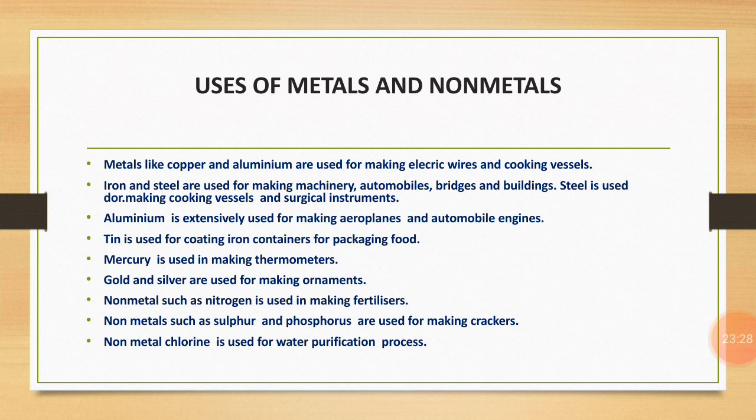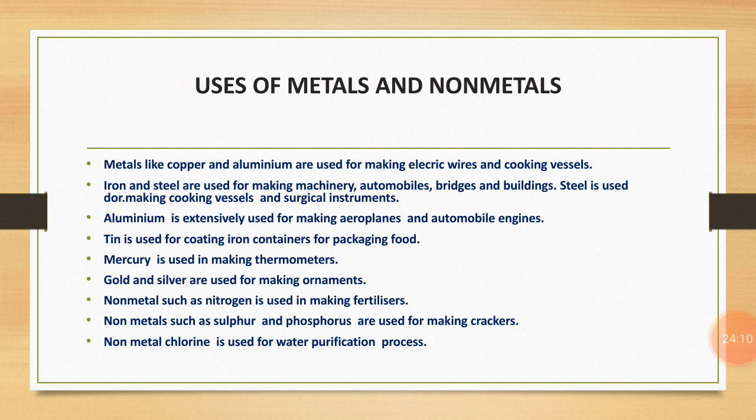They are used to make cooking vessels. Next is about iron and steel. Iron and steel are used to make machinery, automobiles, boilers, bridges and buildings. Stainless steel is generally used for cooking utensils, and it is also used for making surgical instruments, because stainless steel does not get corroded. There is no rust formation on it, so that's why it is used for making surgical instruments.